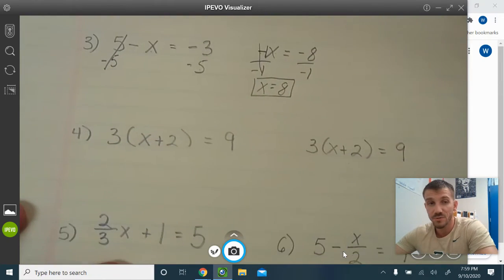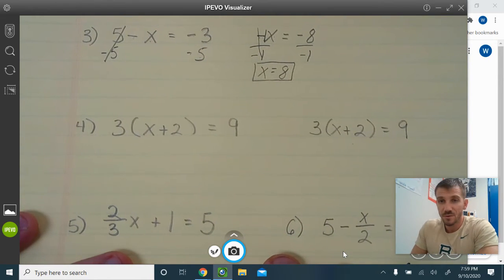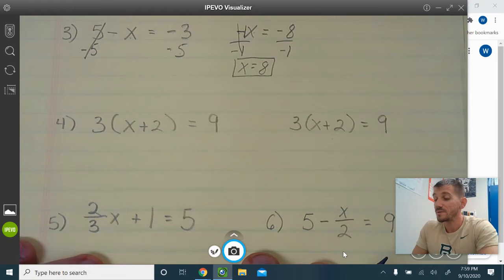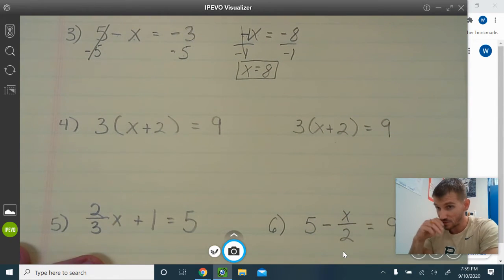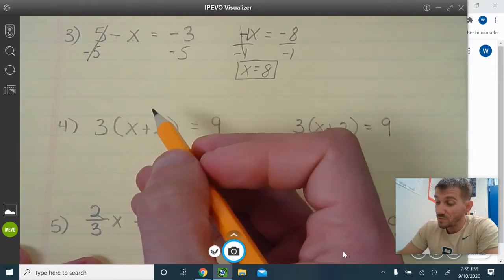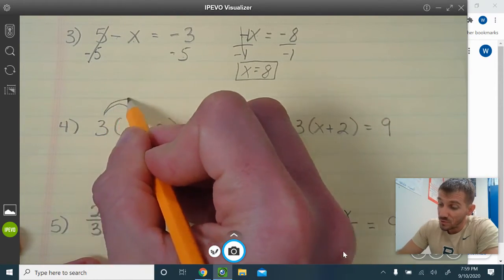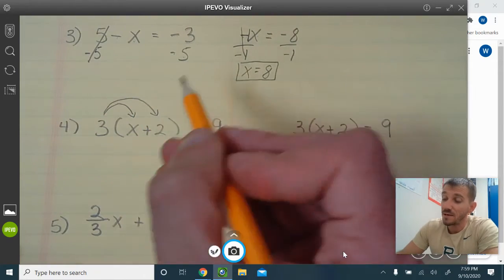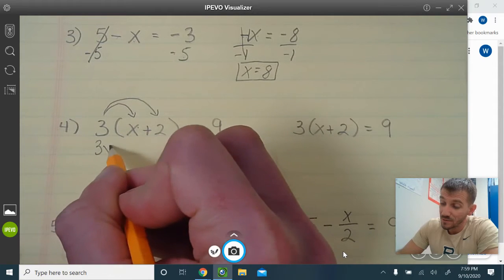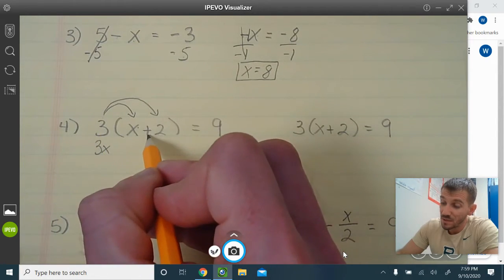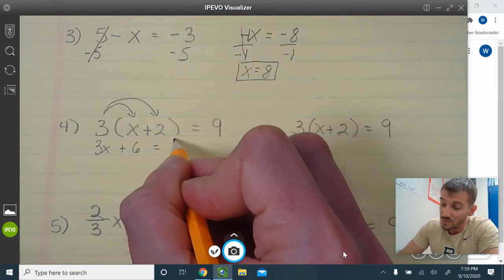All right, moving on to number 4. You're going to notice I wrote this exact same problem twice because most of us are used to doing something called distributing. And distributing is where you used to go like this. We would use multiplication to solve this, but check it out. What is 3 times x? That is 3x. 3 times positive 2 would be positive 6, and that equals 9.